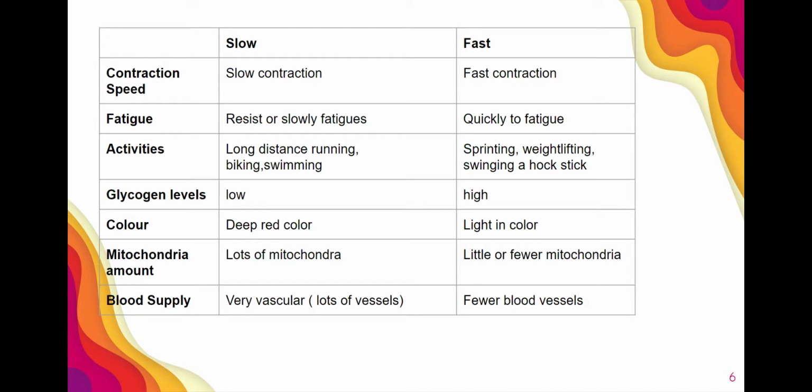Mitochondria amounts, you see lots in slow twitch because they're aerobic muscles, where in fast twitch, there's very few because we're an anaerobic muscle. The blood supply for slow is very vascular, so you see tons and tons of vessels, but there's a lot less vessels in a fast twitch muscle.